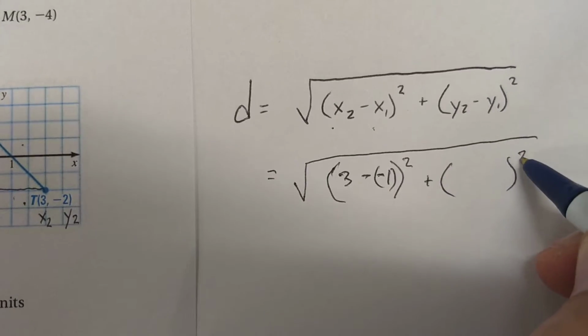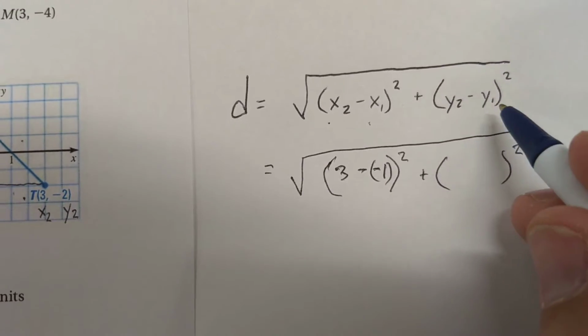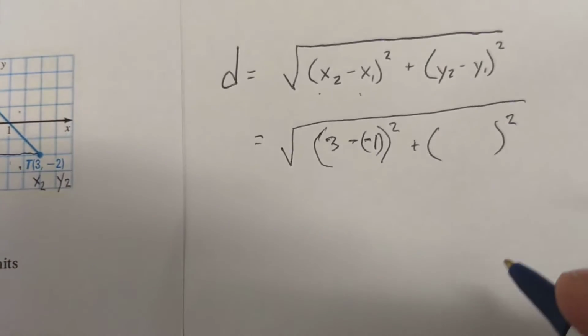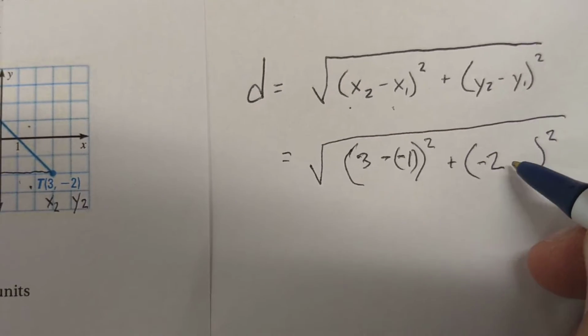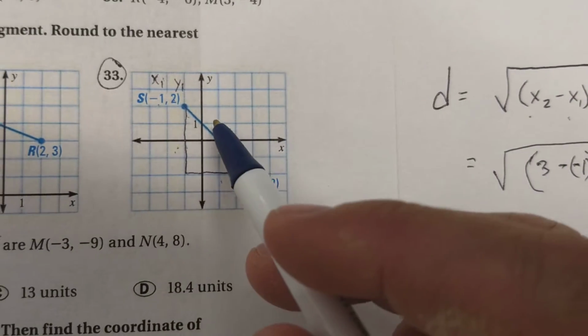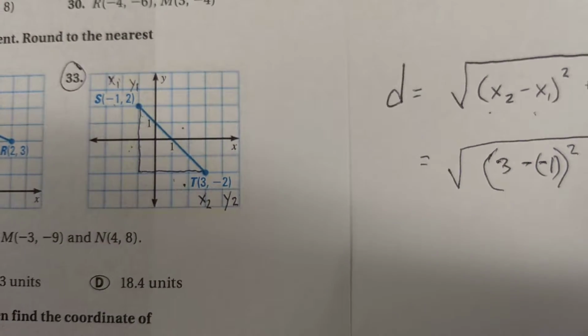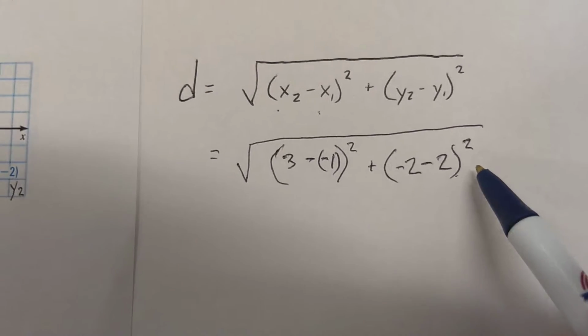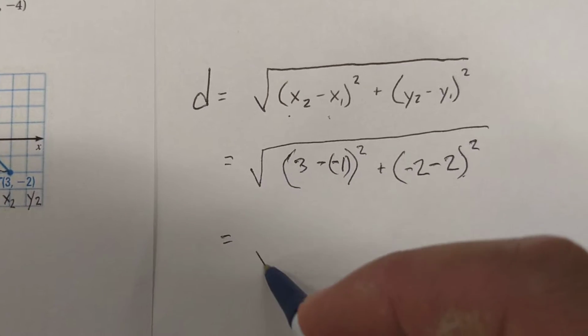Now we need the y's. Y sub 2 minus y sub 1. Y sub 2 was negative 2, so let's plug that in. Minus y sub 1, which was positive 2, squared. Okay, so that's the whole thing, and now we just need to simplify.